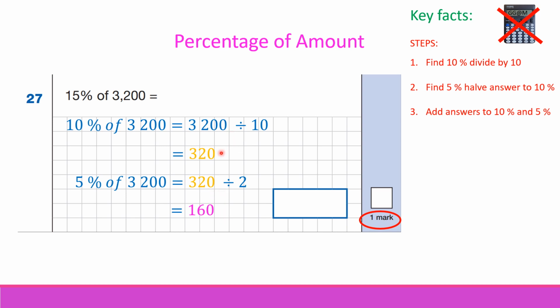Then I've got these two numbers here, 320 plus 160. So if I add 10% plus 5% gives me 15%. So I'm going to add 320 plus 160 together to give me my final answer for 15%.